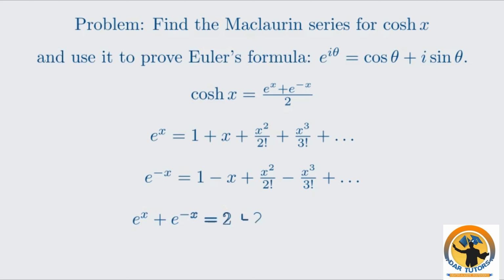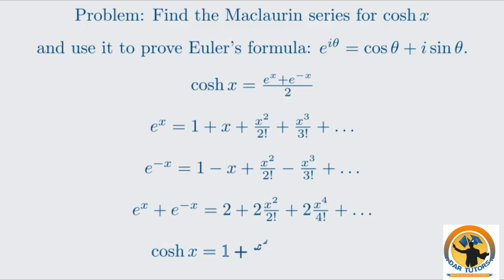Now we add the series for e to the x and e to the negative x. The odd-powered terms cancel out, and the even-powered terms double. Dividing by 2, we get the series for cosh x, which is 1 plus x squared over 2 factorial, plus x to the 4th over 4 factorial, and so on. Notice this is the same as the series for cos x, but with all positive terms.